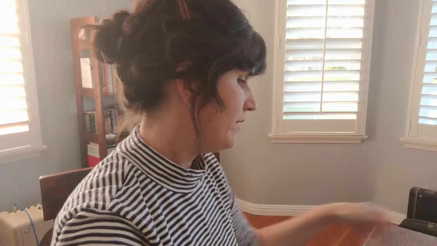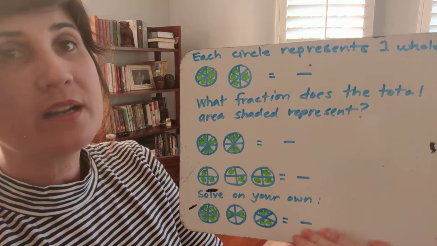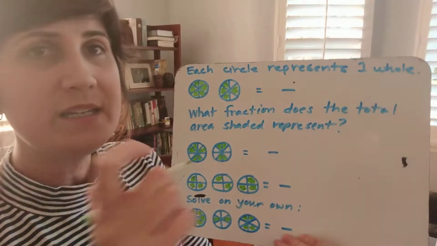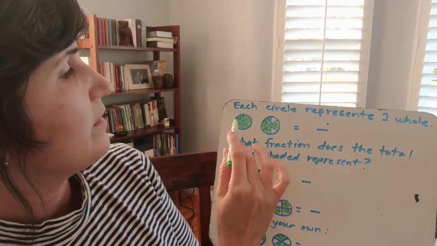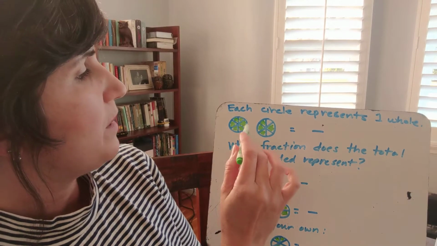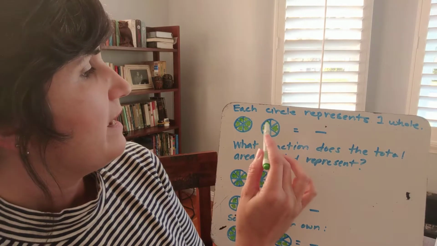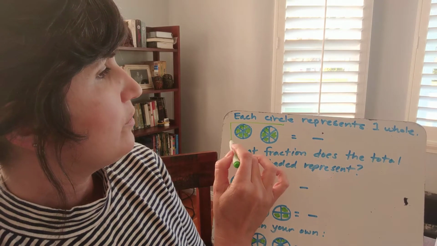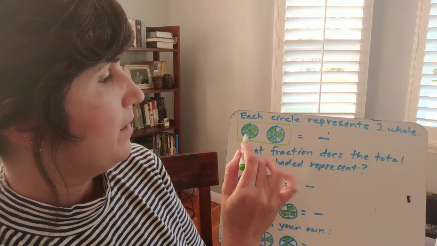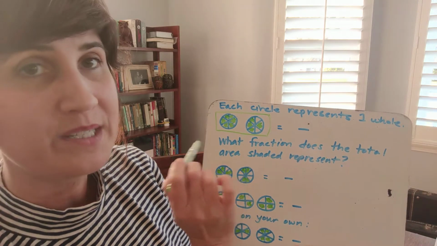All right, now each circle represents a whole, okay? So let me adjust this a little bit. So on this first circle, I notice there are 1, 2, 3, 4, 5, 6 parts. 6 parts, so each of these, if I was to label them, they would be 1/6. And each circle represents one whole, but they want to know what fraction does the total area shaded represent.